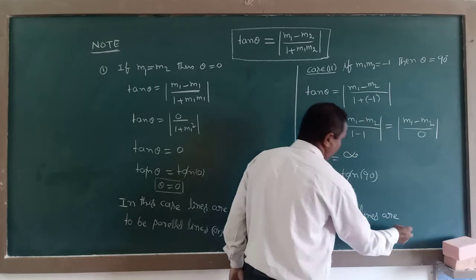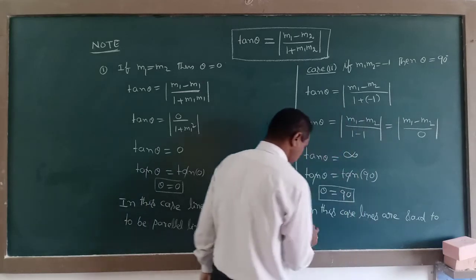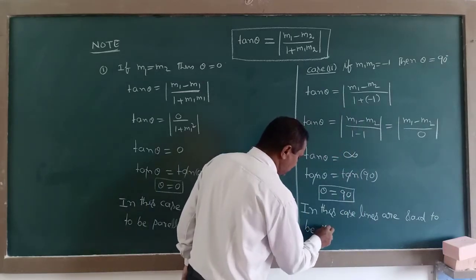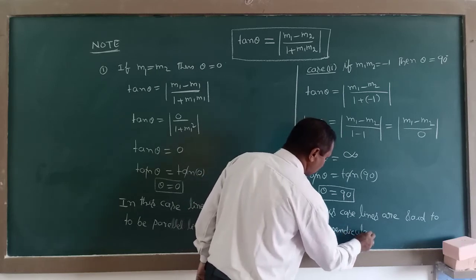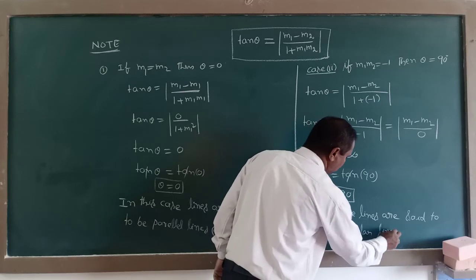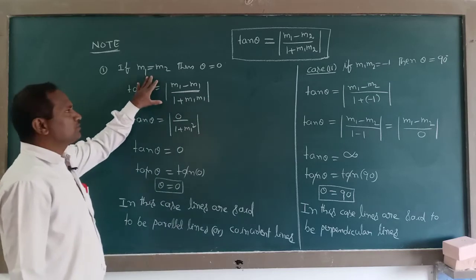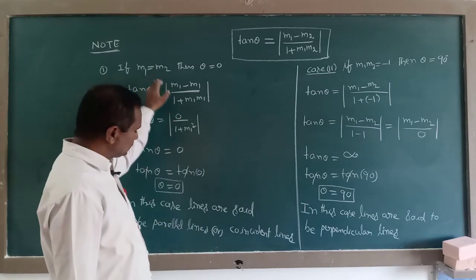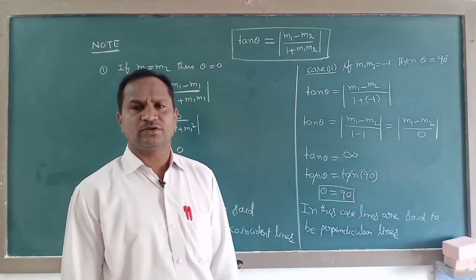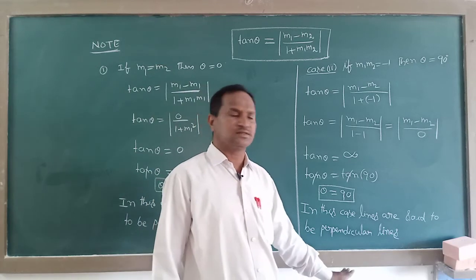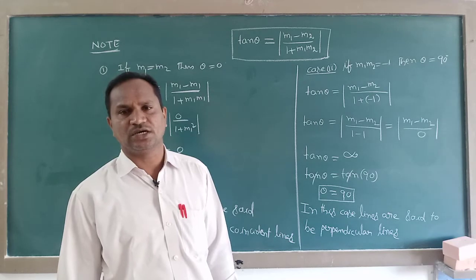lines are said to be perpendicular lines. Perpendicular lines like that. When slopes are equal, we call those lines parallel lines or coincident lines. When the product of slopes is equal to minus 1, in this case, lines are said to be perpendicular lines, and those two are perpendicular to each other.